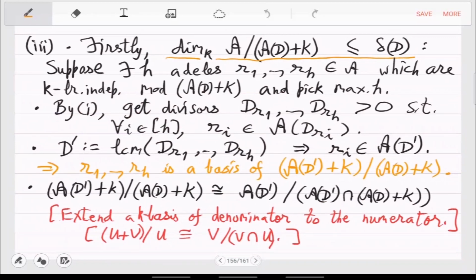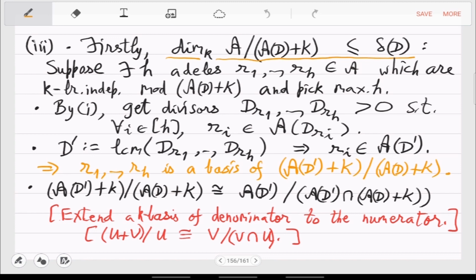So first we show that the dimension of this quotient vector space is at most delta(D). How did we show that? Well, I don't think we have shown it, so we are in the middle of the proof. Take a basis R1 to Rh of A mod (A(D) plus K), where h is the maximum possible integer. So by the first property, you have these associated divisors d_R1 to d_Rh, and Ri is in A(d_Ri).